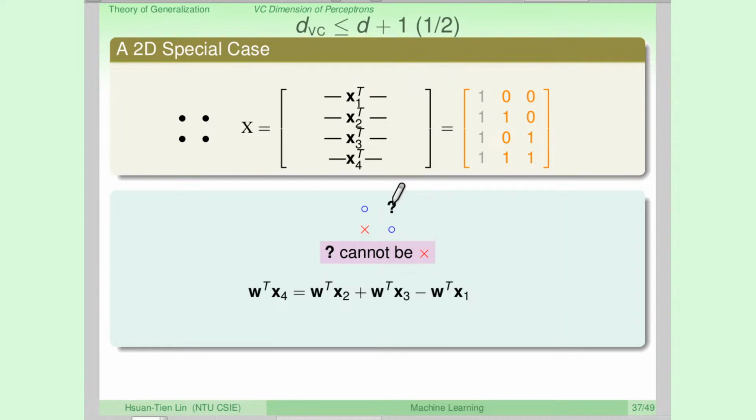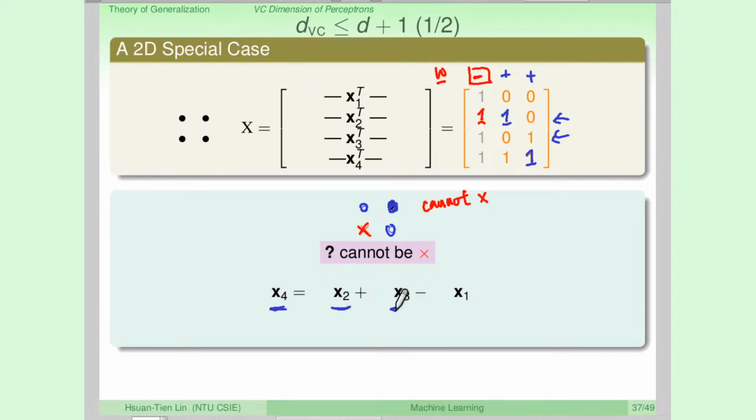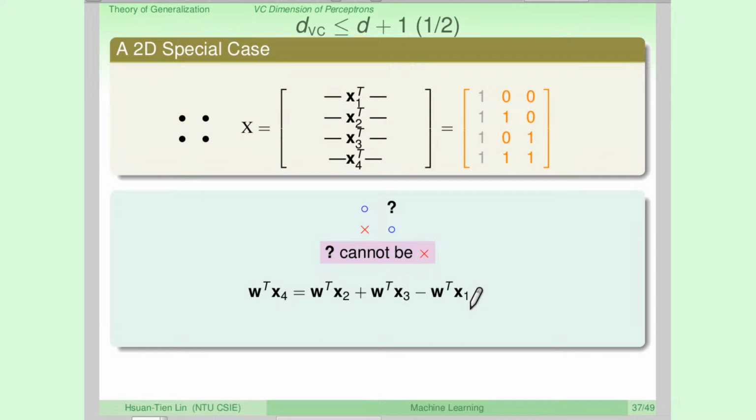And this is actually the consequence of linear dependence, because if you check the above, by construction, I made my x4 to be x2 plus x3 minus x1. You can easily check from the above. What does this mean? It means that if I have some W such that W multiplied by x1 is negative, W multiplied by x2 is positive, W multiplied by x3 is positive, that's basically the dichotomy you see here.